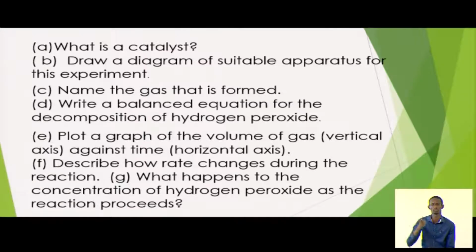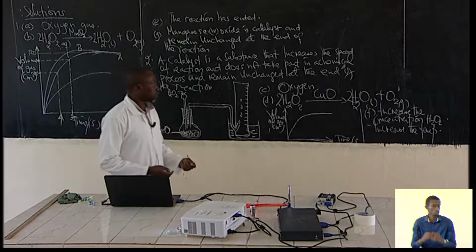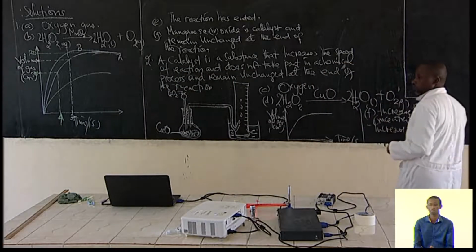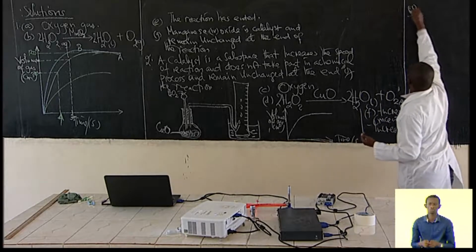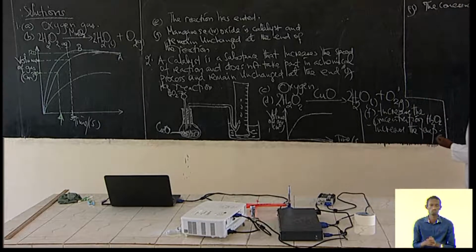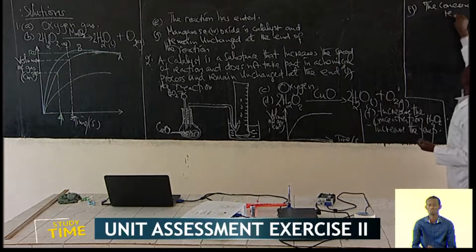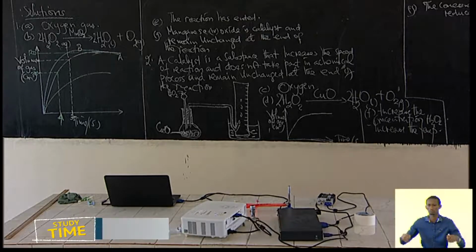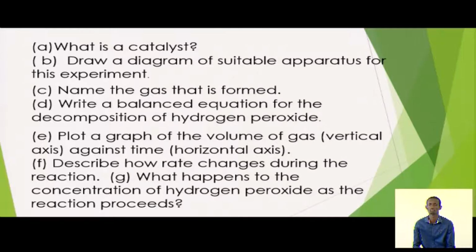G, what happens to the concentration of hydrogen peroxide as the reaction proceeds? When the reaction is proceeding, the concentration of hydrogen peroxide is reducing. So the concentration of hydrogen peroxide reduces as the reaction proceeds. So that is why the graph reaches somewhere and then levels off.